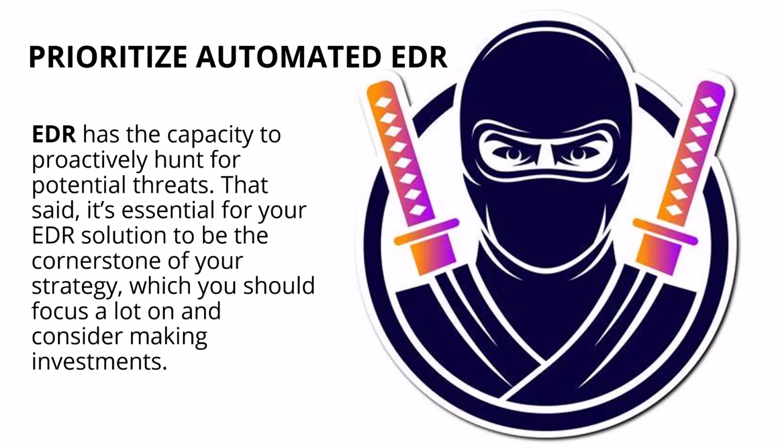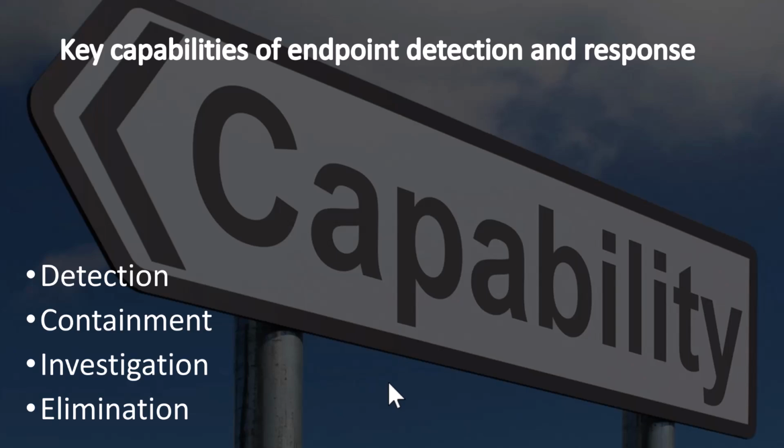EDR has the capacity to proactively hunt for potential trends, and of course, you can use an MDR or XDR to give you even better protection. EDR reports back to your IT team, and MDR or XDR could have your third-party security provider monitoring your network, such as Xcitium. When we look at the capabilities of endpoint detection and response tools, it is detection, containment, investigation, and elimination. Let's talk all about those.